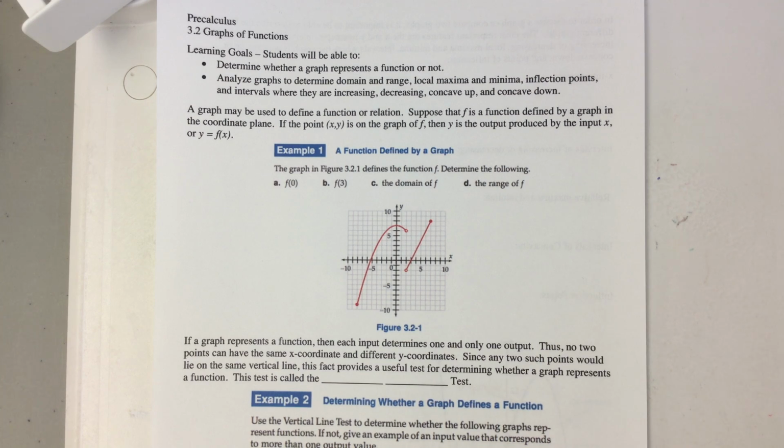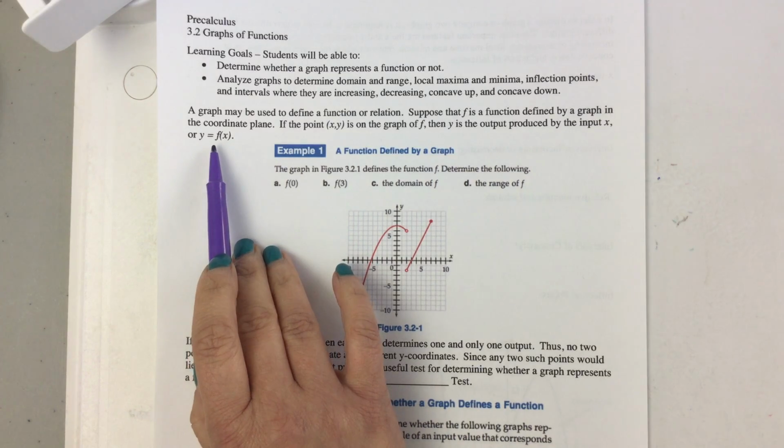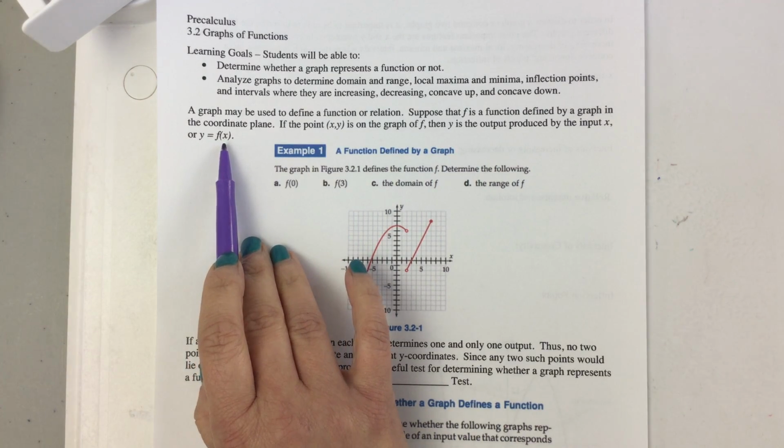Today in Pre-Calculus, we are going to start Chapter 3, Section 2, where we really take a look at the graphs of functions. It says a graph may be used to define a function or a relation. Suppose that f is a function and it's defined by a graph in the coordinate plane. If the point x, y is on the graph of f, then y is the output produced by the input x, or y equals whatever the function is when you fill in an x.